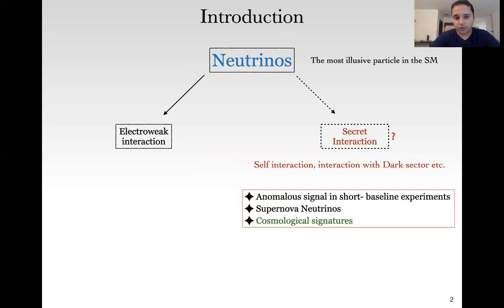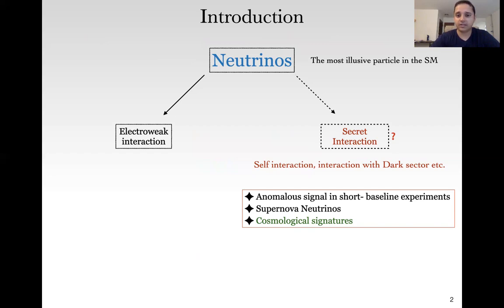So neutrinos are the most elusive particle in the standard model. The only known interaction of neutrinos is the electroweak interaction. However, as neutrinos are electrically neutral, they can very well have some secret interaction. So they can have self-interaction. Also, they can have interaction with the dark sector, which is also electrically neutral.